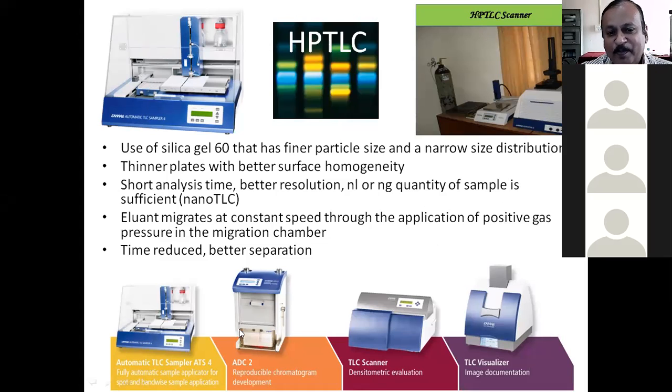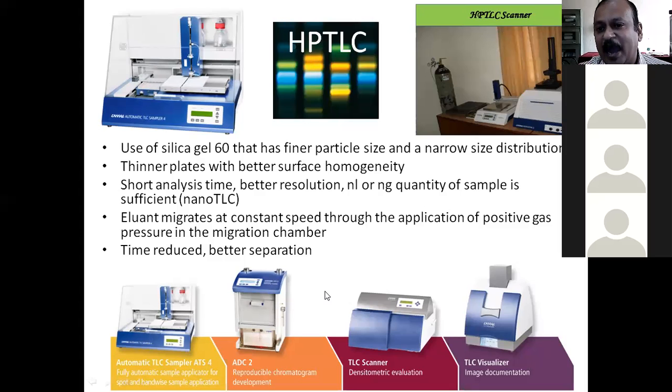Then you put your plate in the chromatographic chamber for development. Now this chamber also is a special chamber because some kind of gas pressure is applied in the chamber, and because of the gas pressure, the movement of the mobile phase will be faster. Do you get what I'm saying? The movement of the solvent front will be faster in this kind of chromatographic chamber because of gas pressure, and that is why it is called HPTLC.